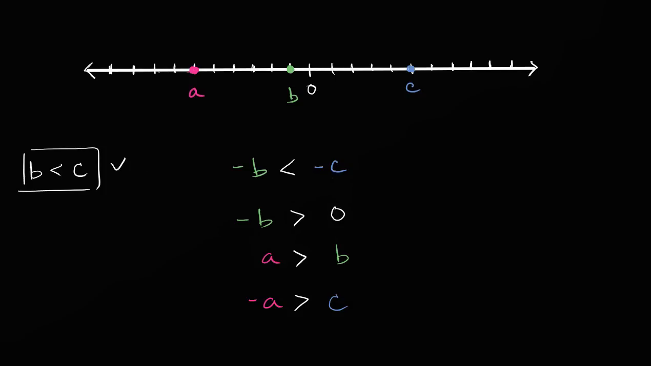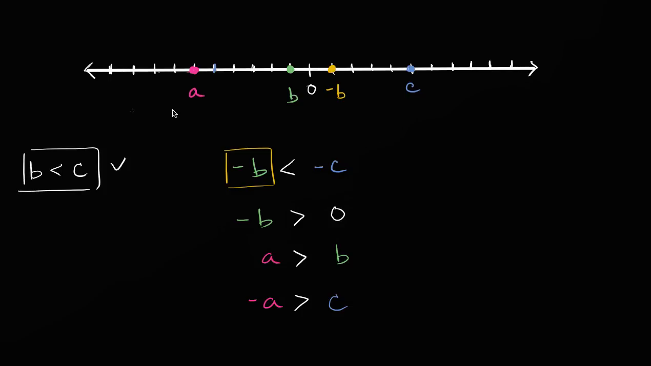So let's think about where negative b is on this number line. Negative b, I will do in yellow. Negative b means the opposite of b. So if b is 1 hash mark to the left of 0, negative b is going to be 1 hash mark to the right of 0. So that right over there is going to be negative b. And now where is negative c? Well, once again, negative c literally means the opposite of c. c is 1, 2, 3, 4, 5 hash marks to the right of 0, and so negative c is going to be 1, 2, 3, 4, 5 hash marks to the left of 0.